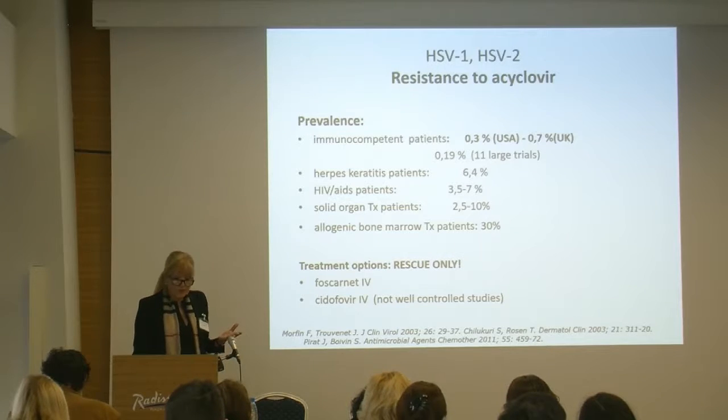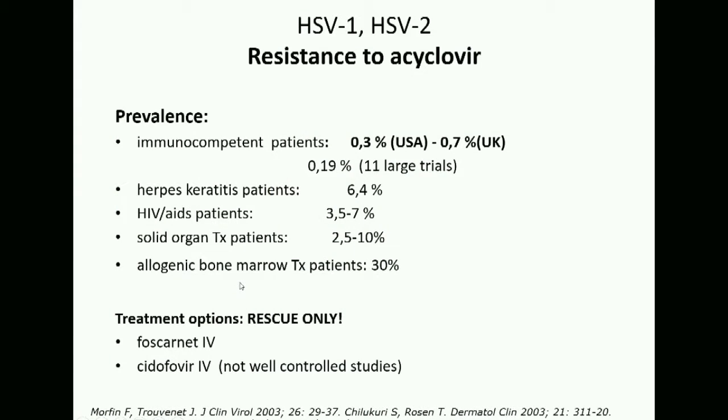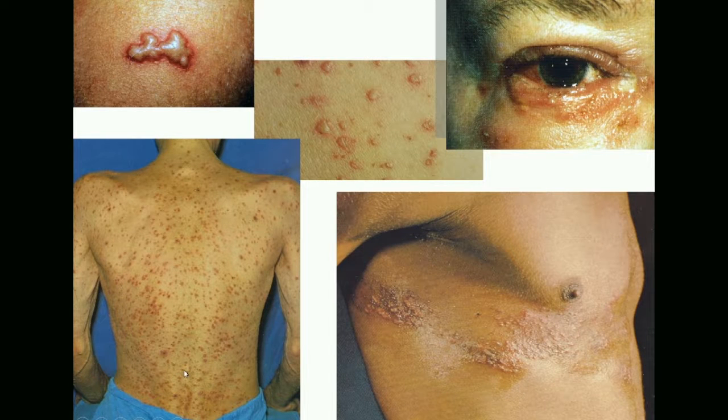So when it comes to resistance, for example, in immunocompromised patients who definitely need this treatment, then you can use the rescue treatment, but only in this case, like foscarnet or cidofovir. Now we're proceeding to another virus. Which one is that? Okay, varicella zoster virus.